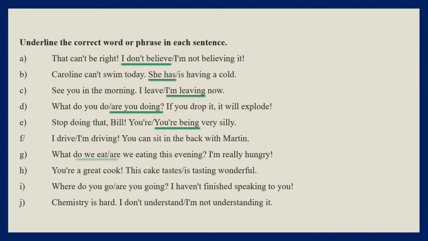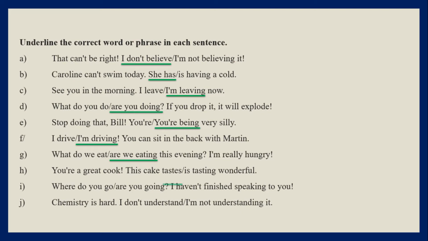F. I'm driving. You can sit in the back with Martin. I'm driving. It means that is an arrangement for the future. G. What are we eating this evening? I'm really hungry. Again, this is describing an arrangement in the future.